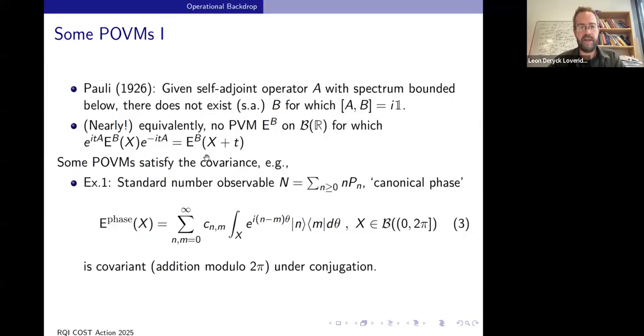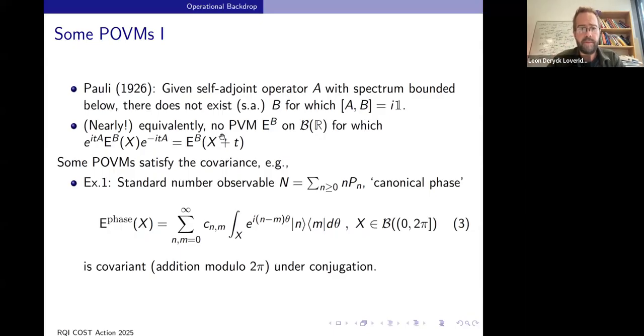And there's a better way to phrase this in terms of spectral measures. We're saying that there's no projection valued measure on the Borel sets of R which transforms covariantly under, say, time translation, if you like, generated by A. This is a more precise way of saying Pauli's theorem, and really it's the Stone-von Neumann theorem, because we know that the representations of the canonical commutation relation are essentially unique up to isomorphism.